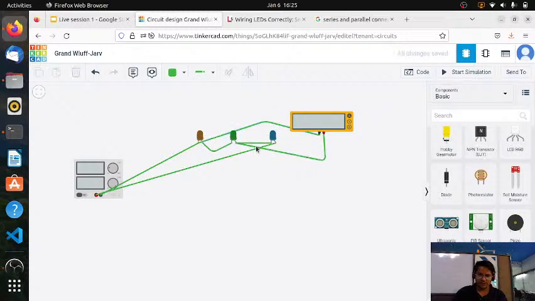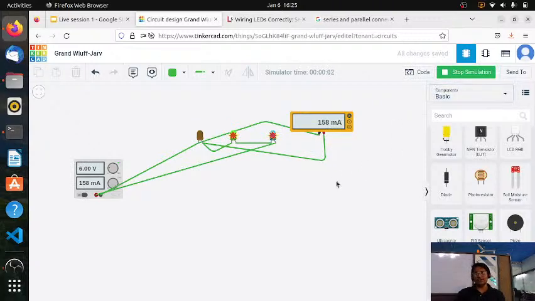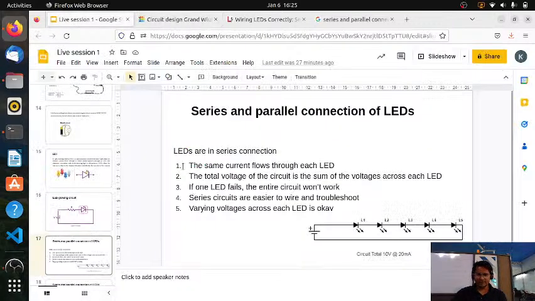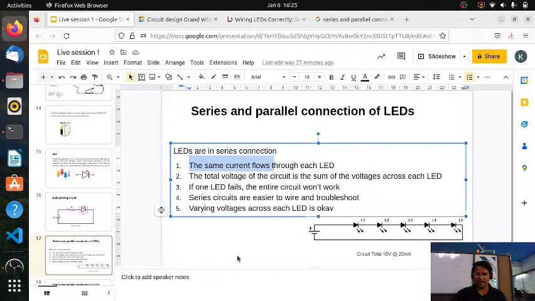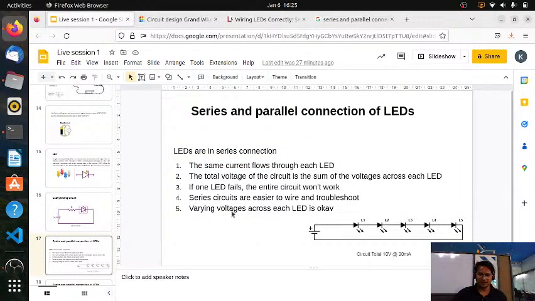Third one, yes. Now let's start again. 158. So all are getting the same amount of current, right? So in series connection, this is true. The same current flows through each LED actually.